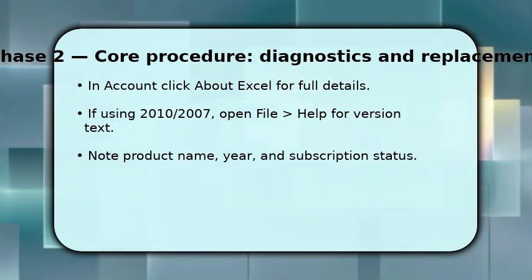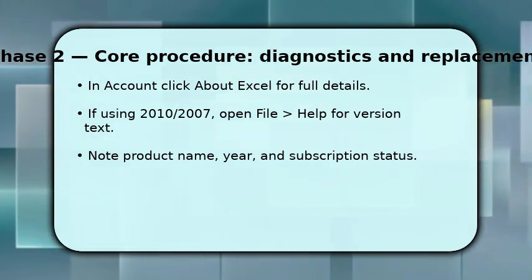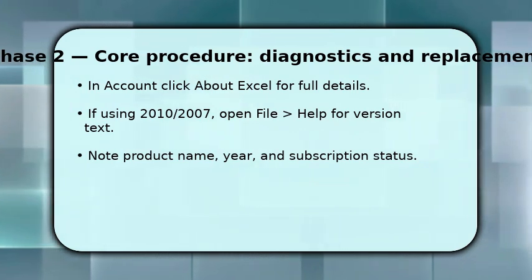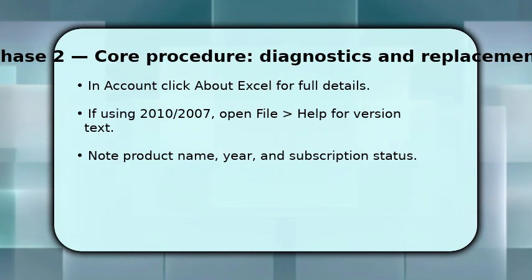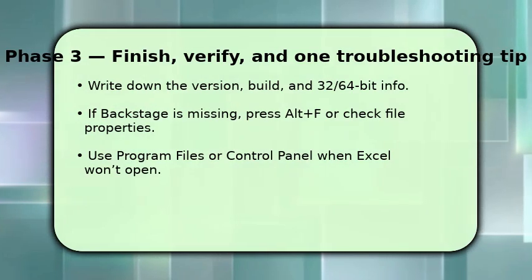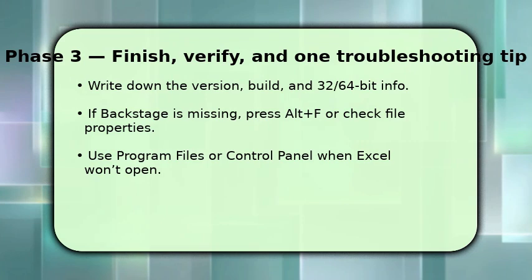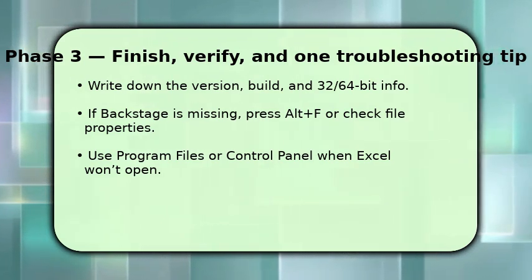Also confirm whether it's Office 365 subscription versus a one-time purchase. To finish, copy the exact version string, build number, and whether Excel is 32-bit or 64-bit. These details matter when troubleshooting add-ins or updates.